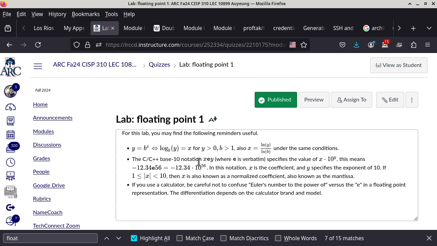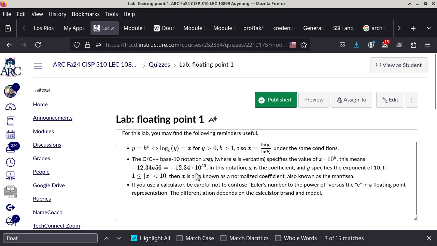Okay, how many people are comfortable with log and stuff like that? It's on your calculator too, but you have to be careful about what base it's using. Okay, the C and C++ notation of xEy, where E is verbatim, which means it is not something to be substituted, specifies the value of x times 10 to the power of y. So that means negative 12.34E56 is representing negative 12.34 times 10 to the power of 56.